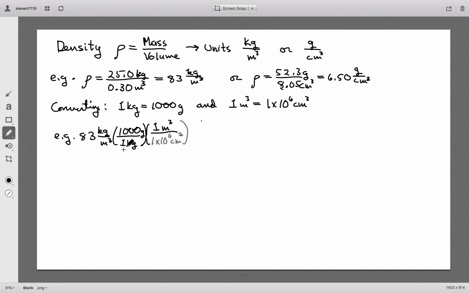So when we multiply all through, the kilograms up top here get canceled by the kilograms here. They cancel out to 1. The meter cube on the top gets canceled to 1 by the meter cube on the bottom. Let me cancel that. And we're left with grams per cubic centimeter. We just have to do the operation. 83 times 1,000, all divided by 1 times 10 to the 6th, or 1,000,000.